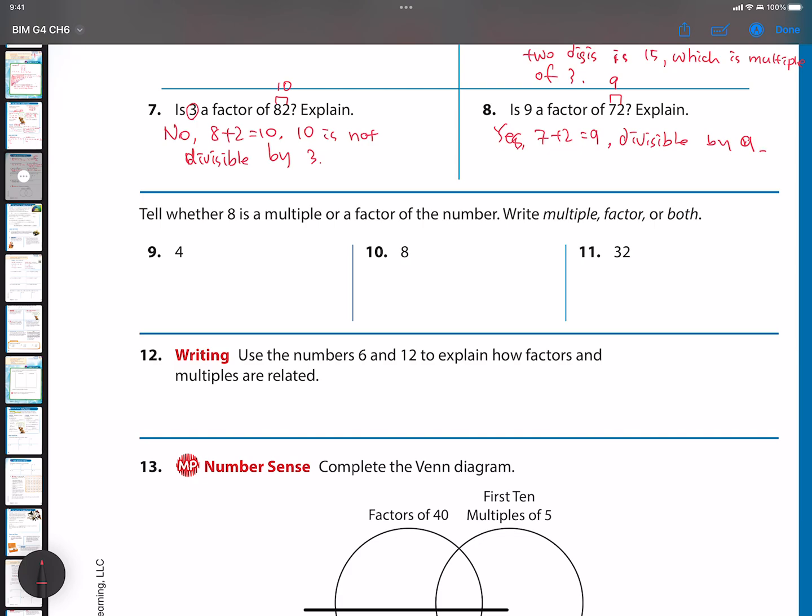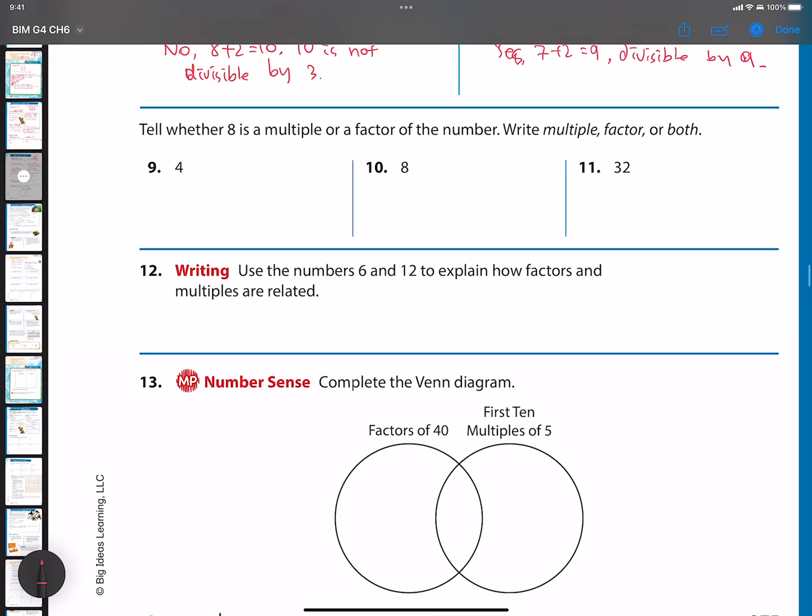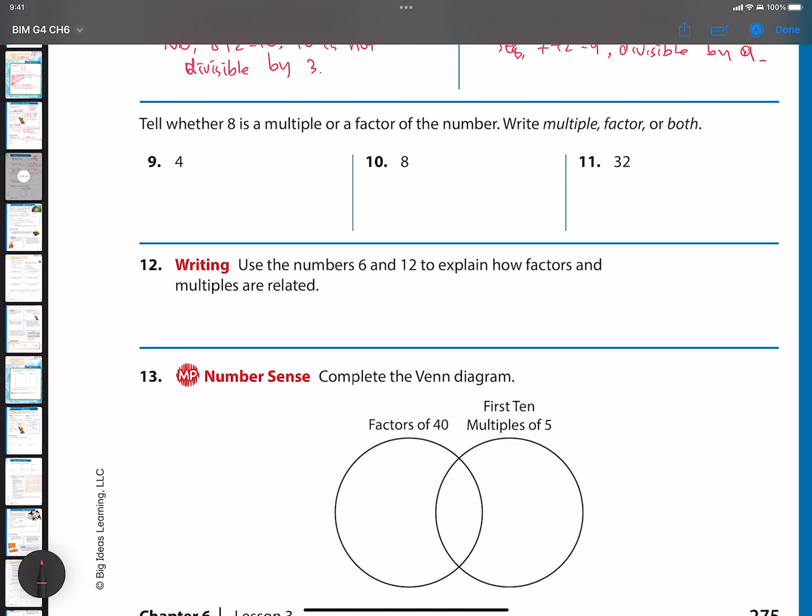Divisible by 9, okay? Tell whether 8 is a multiple or a factor of the number: multiple, factor, or both. This is the number that we are working on. Compare. Is 8 a multiple of 4 or a factor of 4, or both? Yes, 8 is a multiple of 4.